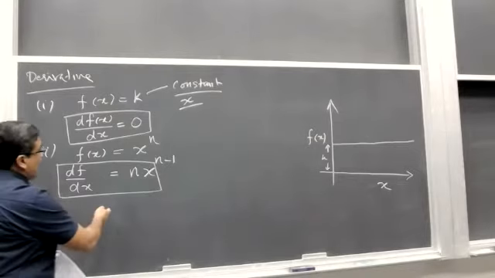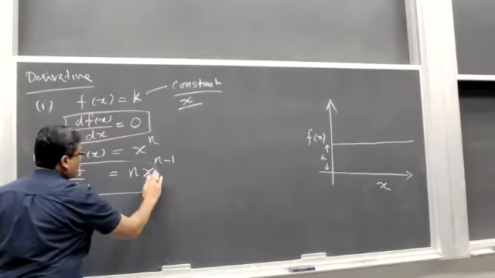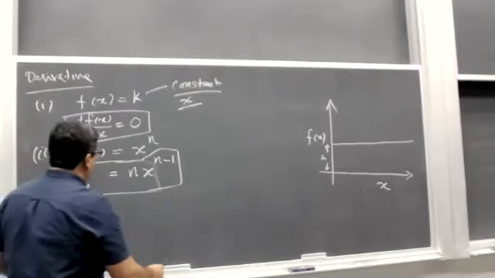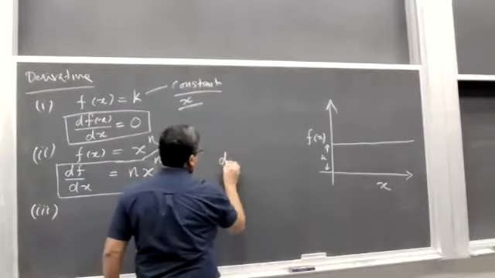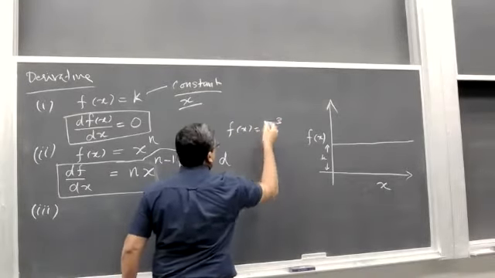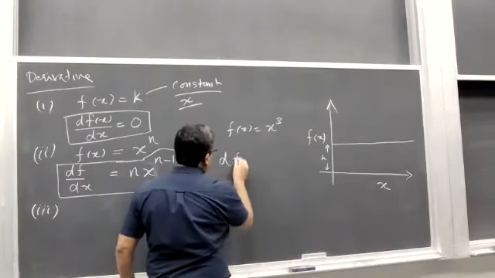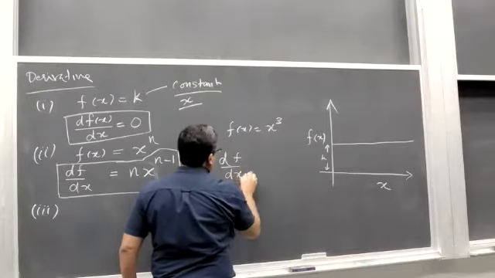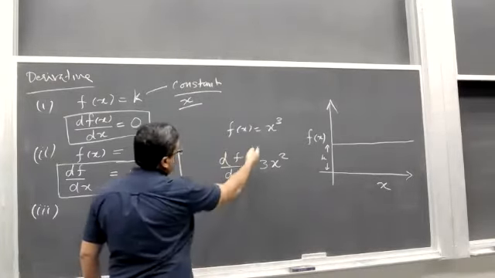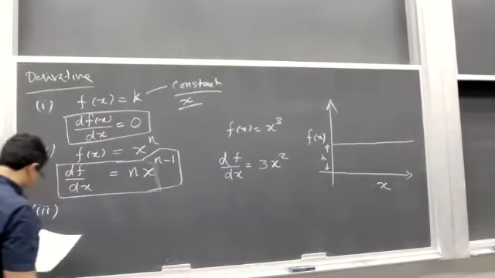For example, we did this in the class last time, sorry about this, the box should include the power. For example, if f of x is equal to x cube, d f over dx is equal to 3x squared. You can verify this using first principles. Okay.